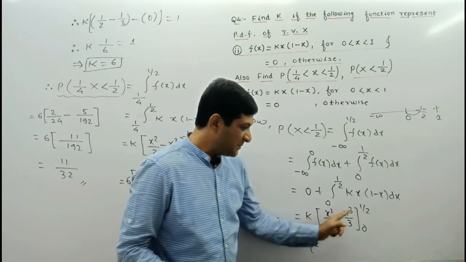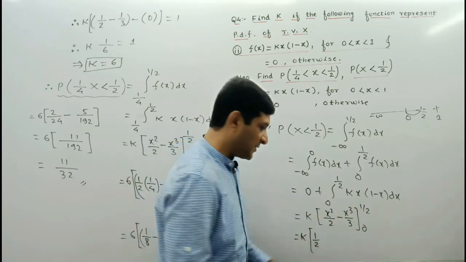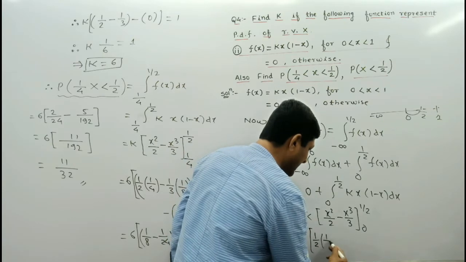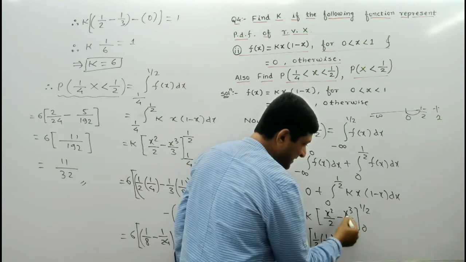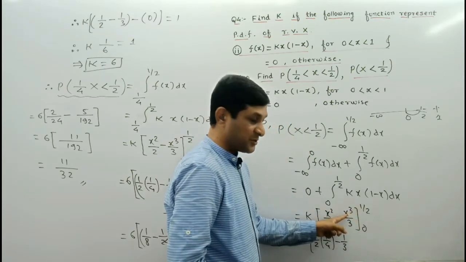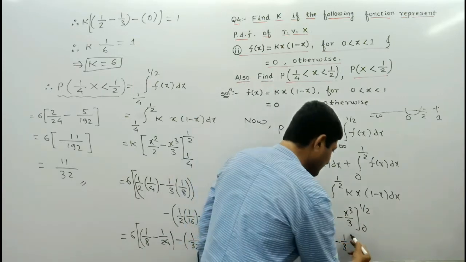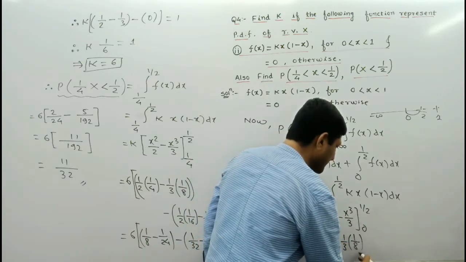So here 1 by 2, keep it as it is. Replace x by 1 by 2. What is square of 1 by 2? 1 by 4. So 1 by 2 into 1 by 4. Minus, keep it as it is. Let us take this 1 by 3 to one side. Now substitute the value of x as 1 by 2, and what will we get as the cube of 1 by 2 here? 1 by 8. So its cube is 1 by 8.